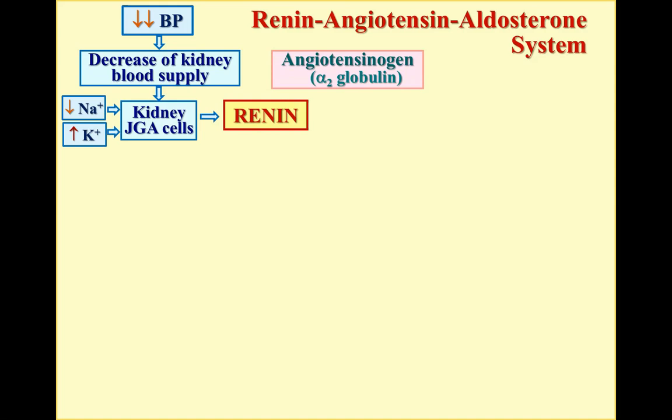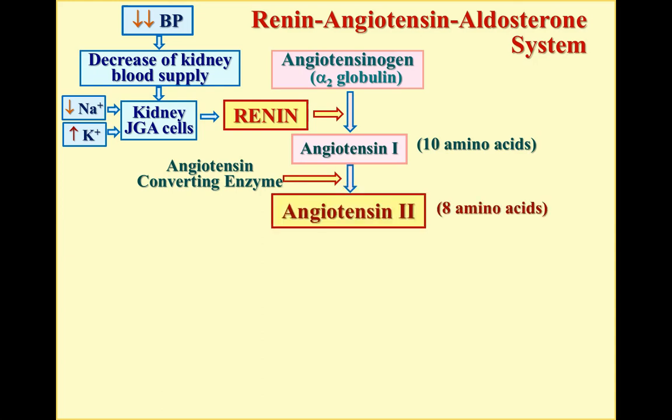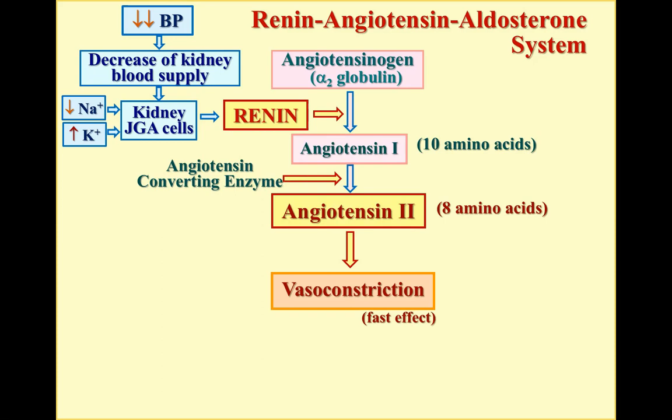the large globulin is not converted to a peptide. The large globulin remains almost the same large globulin, just a little piece of angiotensinogen is split from the molecule and it's angiotensin 1. Then angiotensin converting enzyme converts angiotensin 1 into angiotensin 2, which is a highly potent vasoconstricting substance. Angiotensin 2 produces vasoconstriction, which is a rather fast effect.